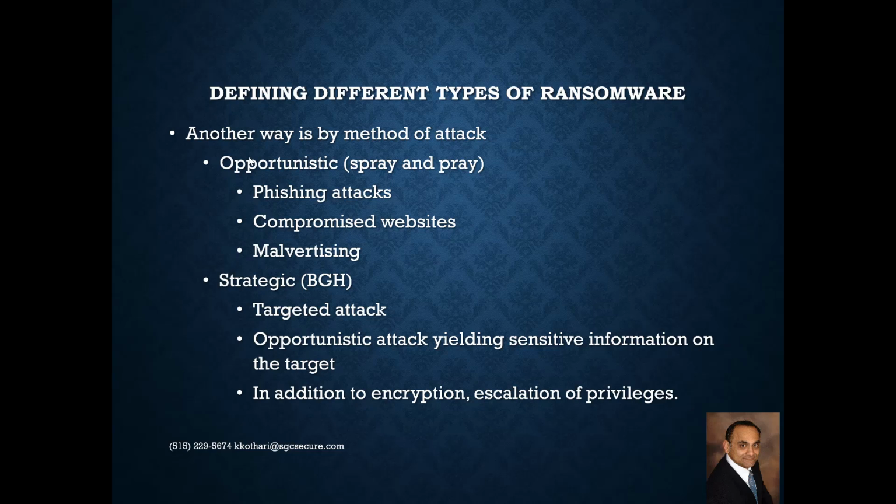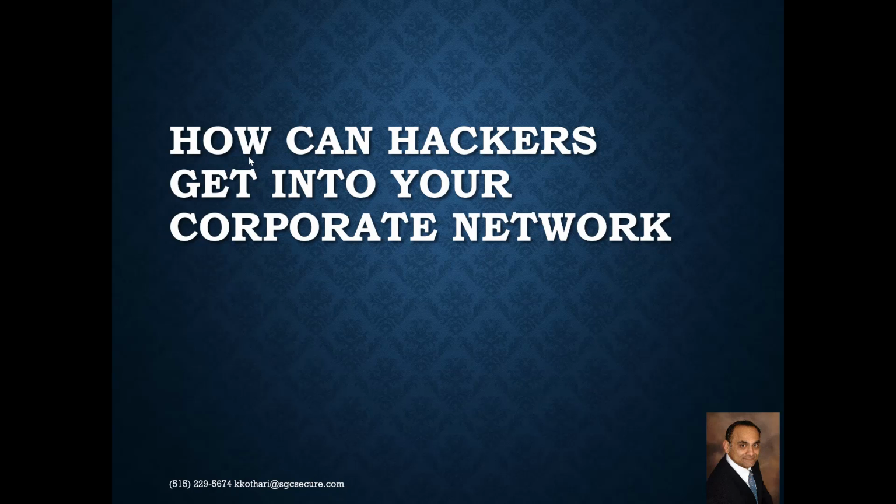CrowdStrike calls them BGH, big game hunting. So this can be because we target maybe your bank, XYZ Bank, and specifically doing reconnaissance and open source intelligence to facilitate attacks on XYZ Bank. Or it could be as a result of an opportunistic attack which identified potentially sensitive information on the target, causing the hacker then to target that particular organization further. So one quality we do see in these strategic type of attacks is, in addition to encryption, we see an escalation of privileges in order to move laterally on the network and gain further access deeper within the network and possibly even your backups.